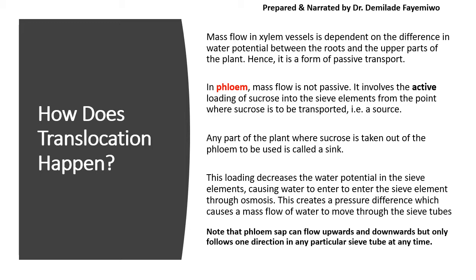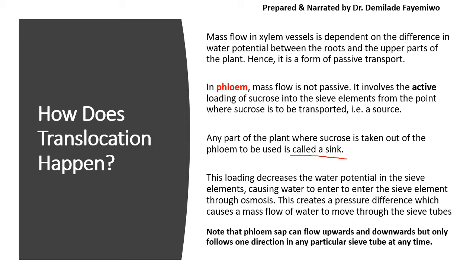Now, when we speak about the different parts of the plant, I also mentioned the source and the sink. So the source is where you take the sucrose and load it into the phloem, while the sink is where you take the sucrose out of the phloem and store it. So always think of the source as the leaves, and you think of the sink as places like the stems and the roots.